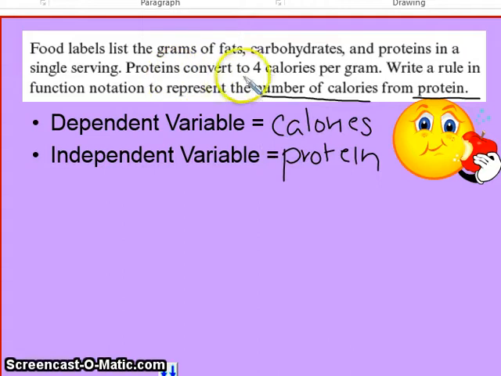So it says proteins convert to 4 calories per gram. So if we want to figure out how many calories we have, we'll call it C, then we have to multiply the number of proteins by 4. Now if I'm going to rewrite that a little simpler, we've got C equals 4P.